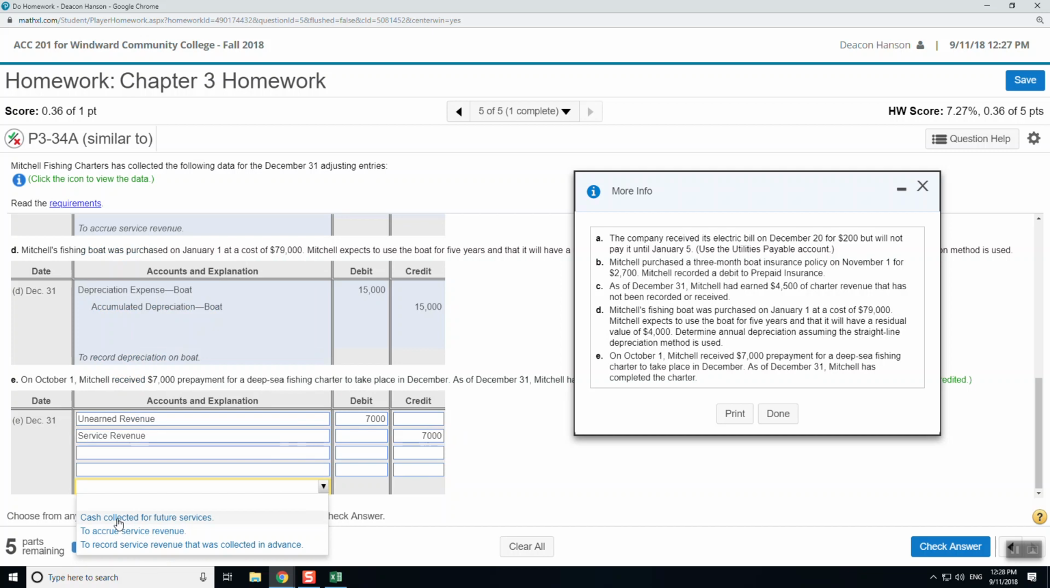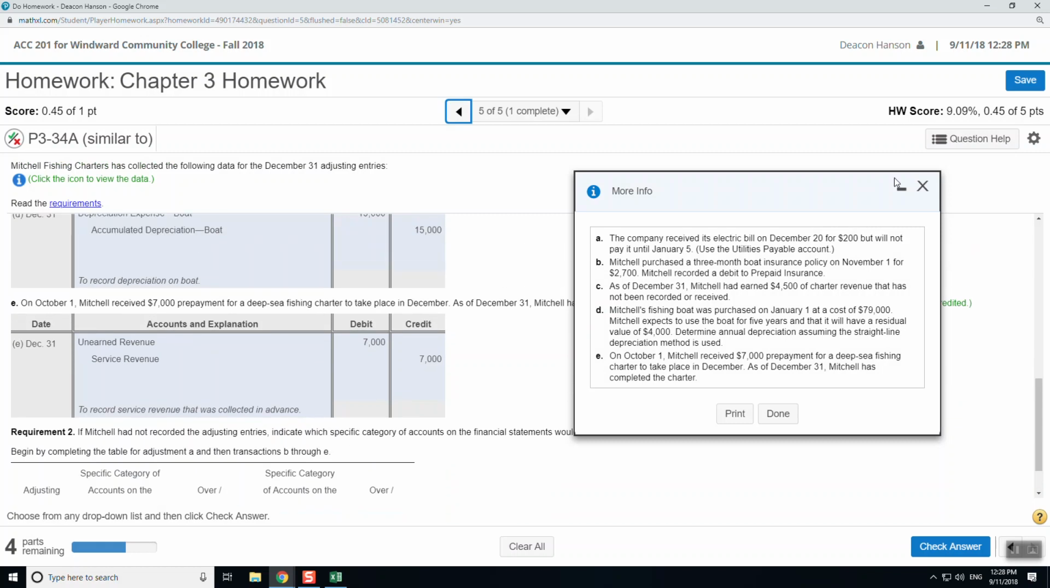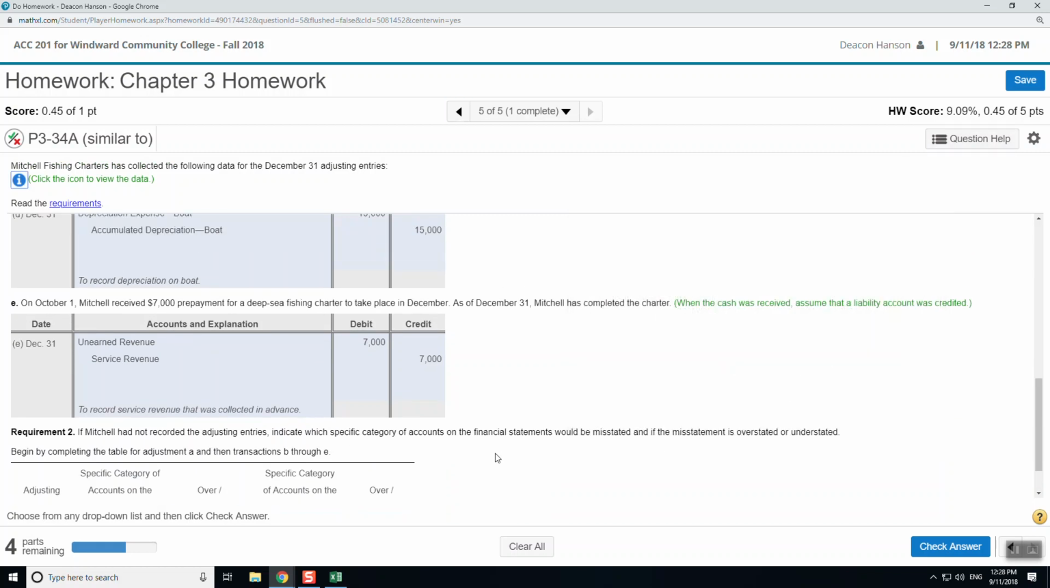Okay, so be careful down here. The right selection is to record service revenue that was collected in advance. When it was collected in advance, it was booked as unearned revenue, a liability. So again, this is an example of adjusting a deferred revenue account, right? The unearned service revenue, which is a liability, is also a deferral of revenue.